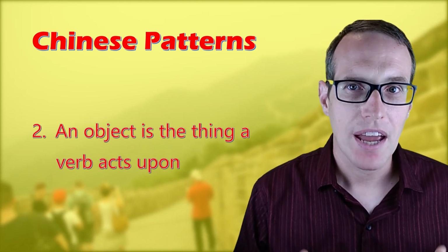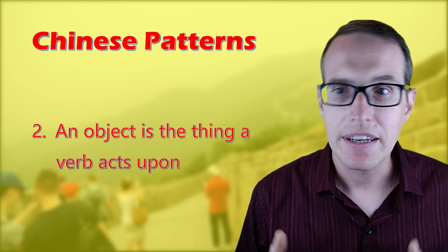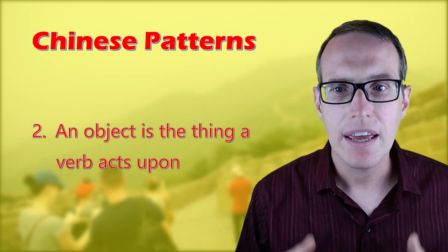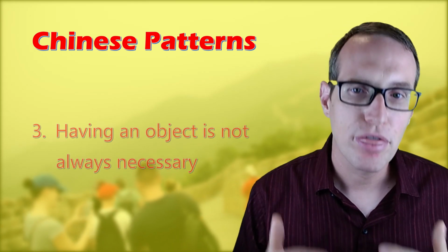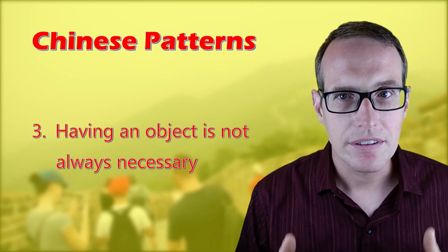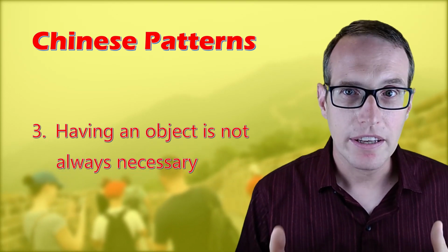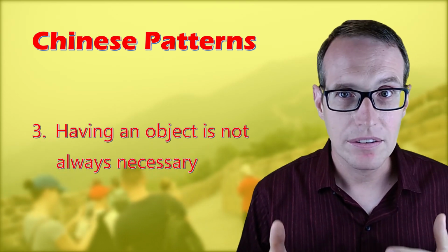2. If you don't know what an object is, it is the thing a verb acts upon. Usually the object comes after the verb. So for example, in English, if we were to say, Tom likes dogs, like is the verb and dogs is the object. 3. The parentheses in the sentence pattern means having an object isn't always necessary. So don't feel like there has to be an object. In certain cases, there won't be one.